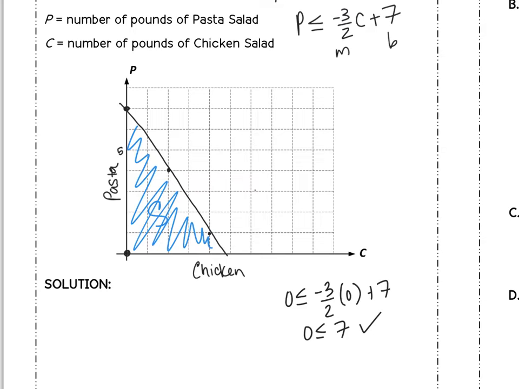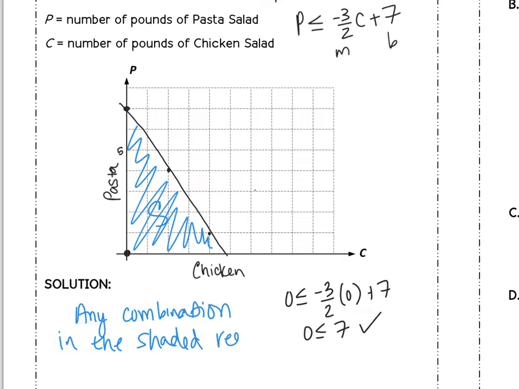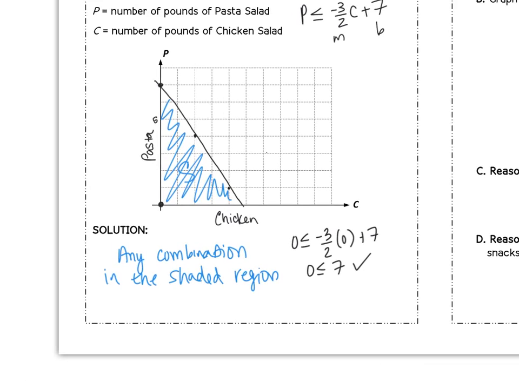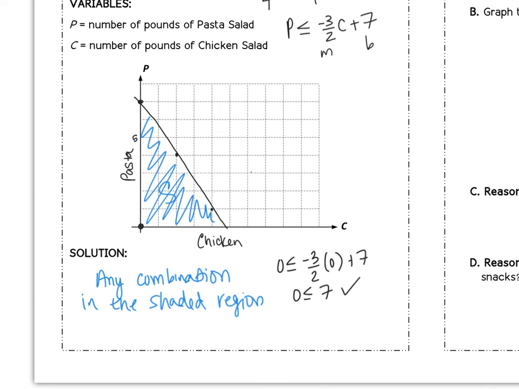Now, what that means is that in order to spend exactly $28 or less, she can use any combination in the shaded region. So any combination in the shaded region will solve this problem, any of those. Okay. Example 4.